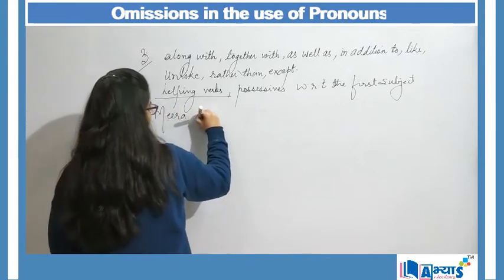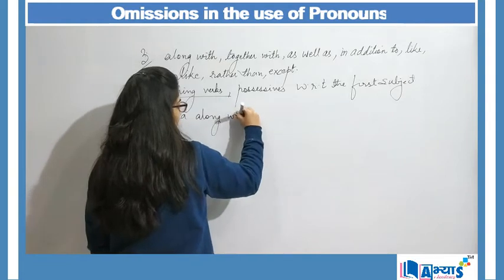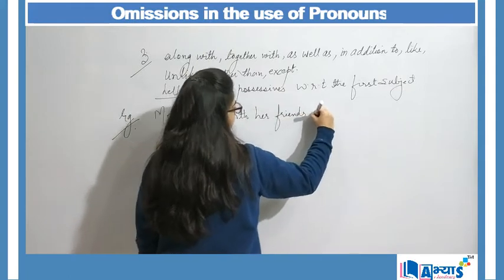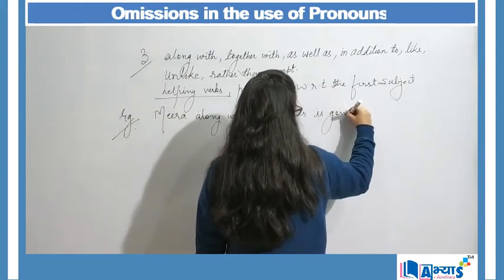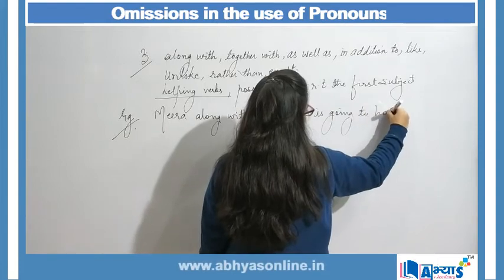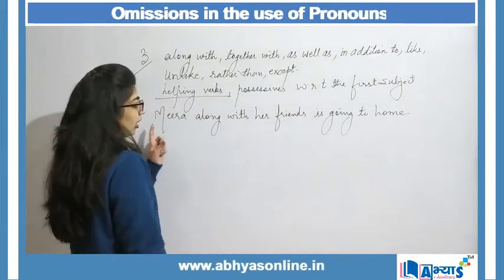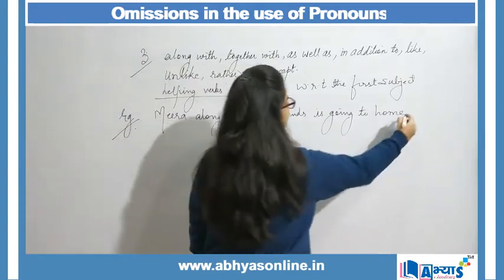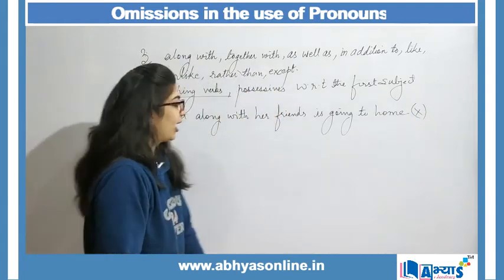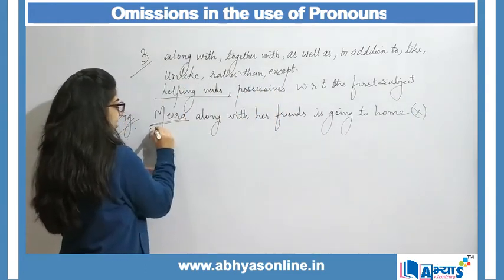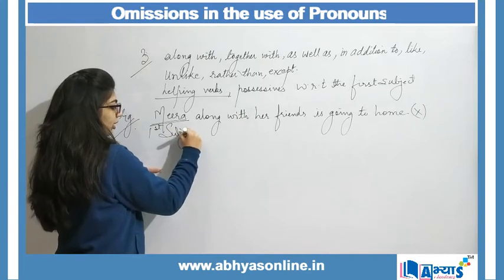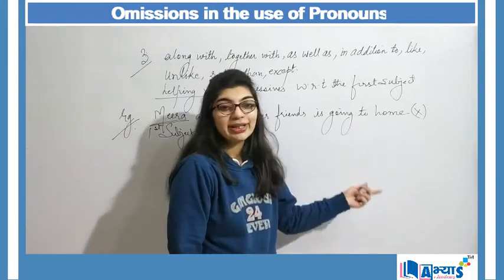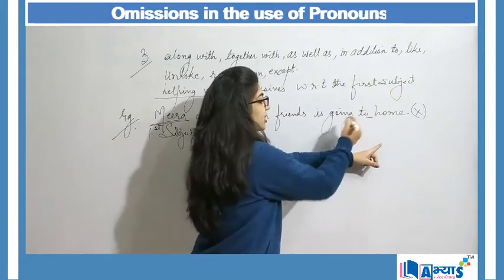Here the example can be Meera along with her friends is going to home. Meera along with her friends is going to home. Here my sentence is grammatically incorrect. Why? Because this is my first subject and my helping verb will be according to the first subject, but here I cannot find any helping verb. It is missing over here.